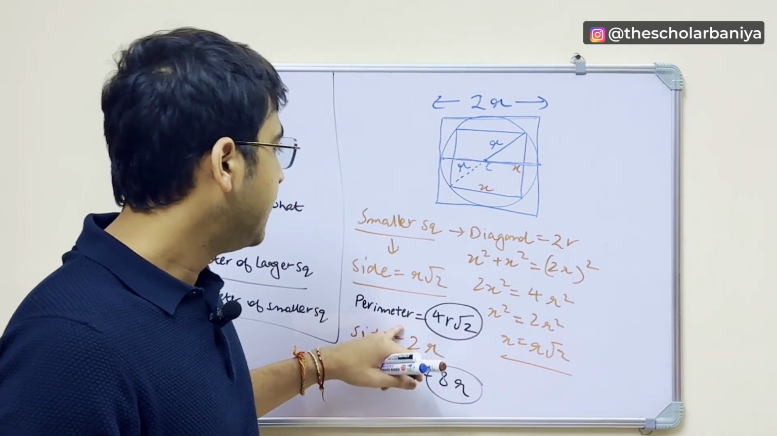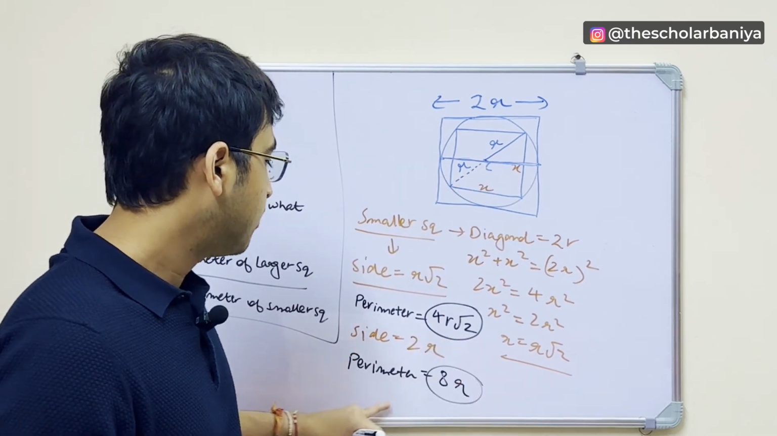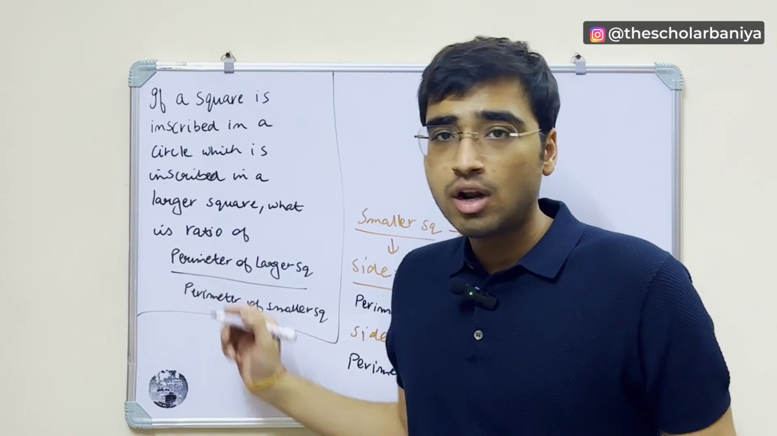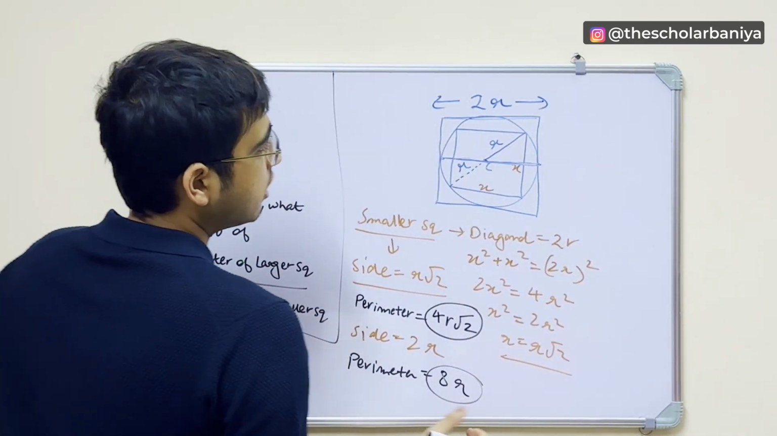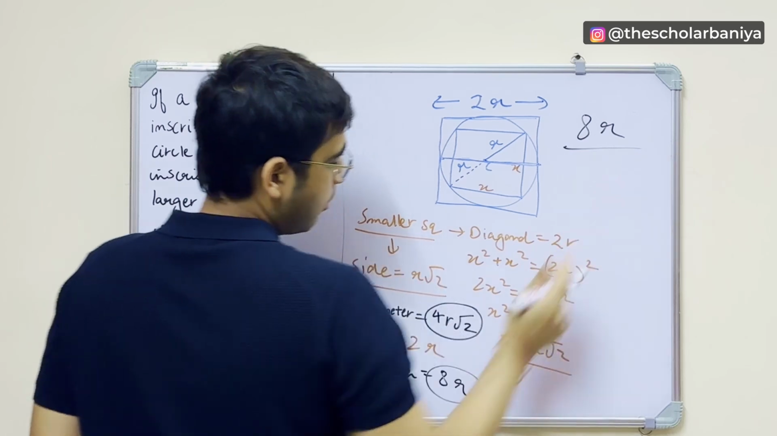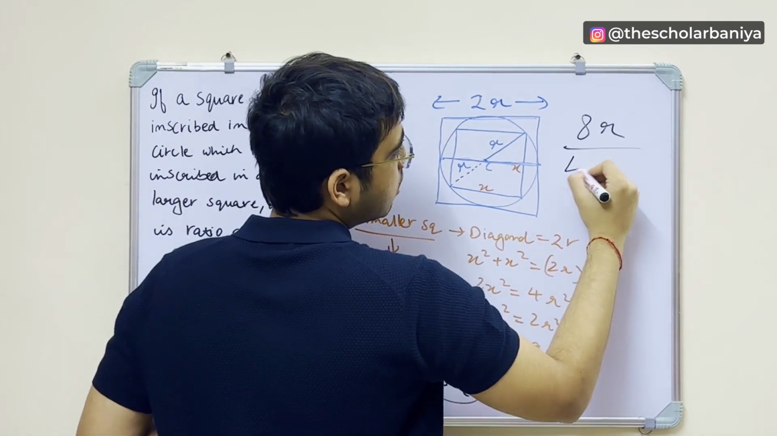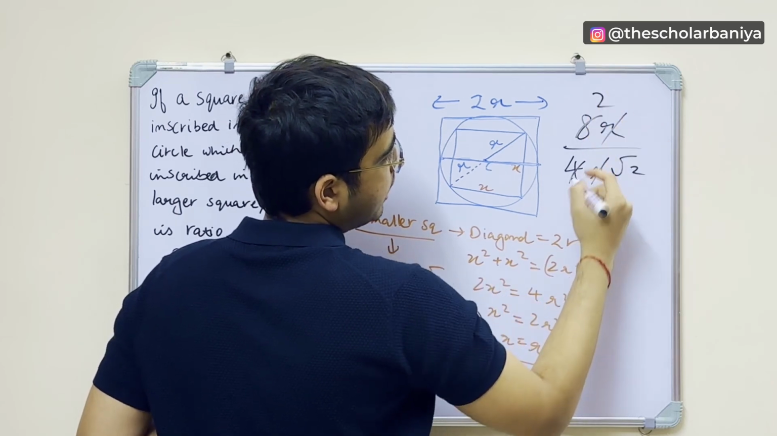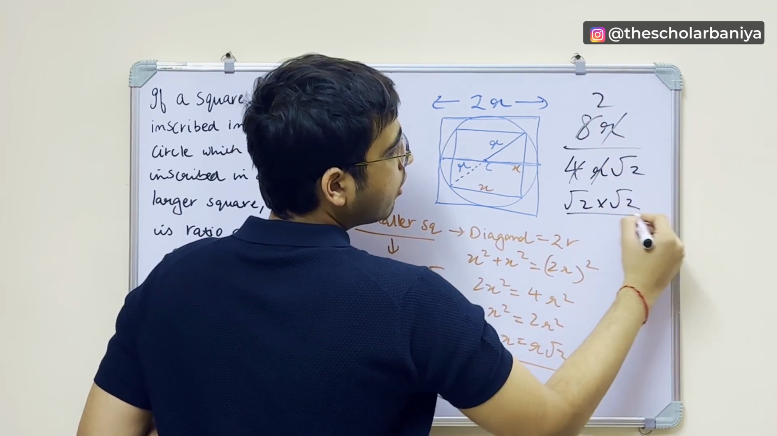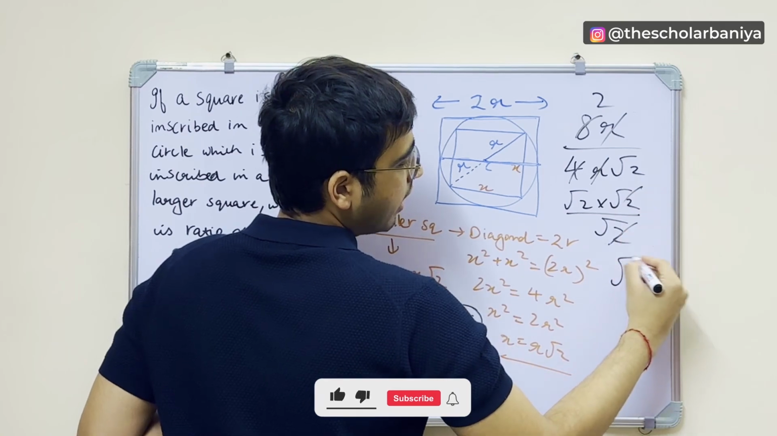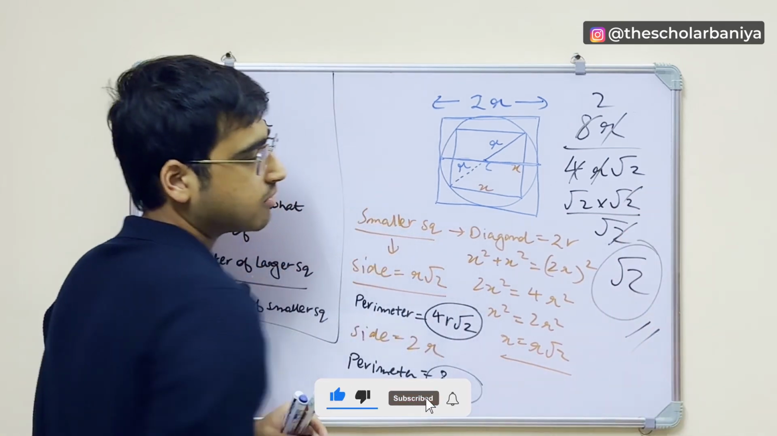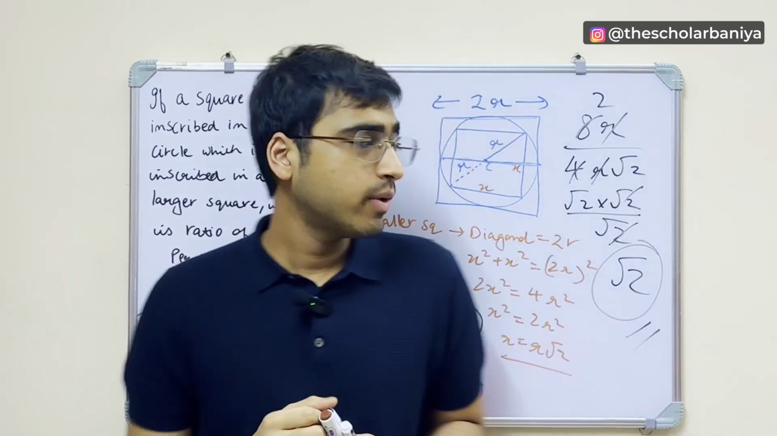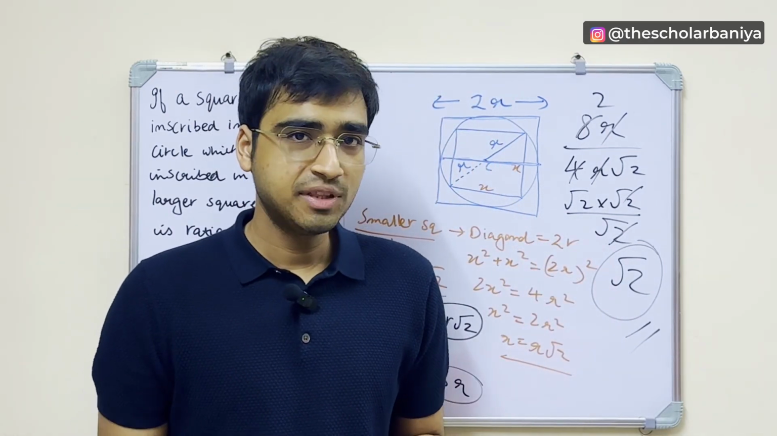So we have found the perimeter of the smaller square, which is 4r root 2, and the perimeter of the larger square, which is 8r. Now we have to find the ratio of the perimeter of the larger to the smaller. So 8r upon 4r root 2. So r gets cancelled, 4 into 2 is 8. You can write 2 as root 2 into root 2 upon root 2. So this gets cancelled, so your final answer becomes root 2. So the ratio of the perimeter of the larger square to the perimeter of the smaller square becomes root 2. I hope this should be clear.